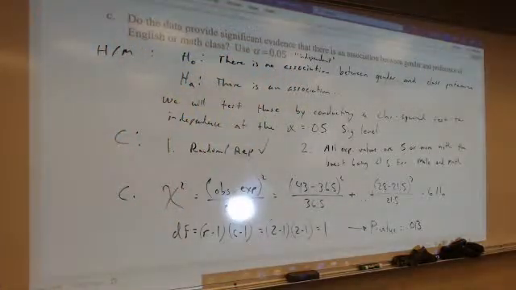In a perfect world, there is an association between gender and preference of English or math class. So we do have convincing evidence against the null here. We reject the null and conclude there is an association. That would be my conclusion.